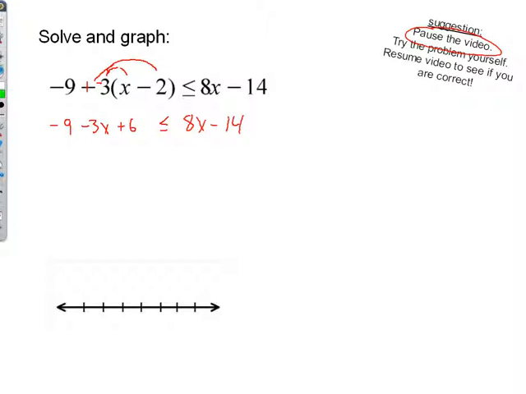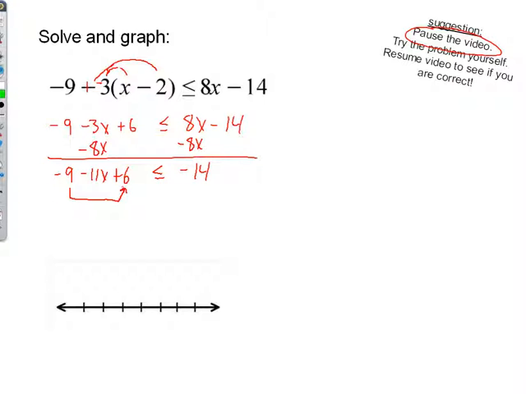Some people don't want to deal with negative values. I think we're going to anyway. So I'm going to subtract 8x from this side. It's not the only way to do it, but that's what I'm doing. Let me rewrite it. I'm doing just one step at a time. When you get good at this stuff, you can do multiple steps at a time. For instructional purposes, I'm going to be a little careful here.